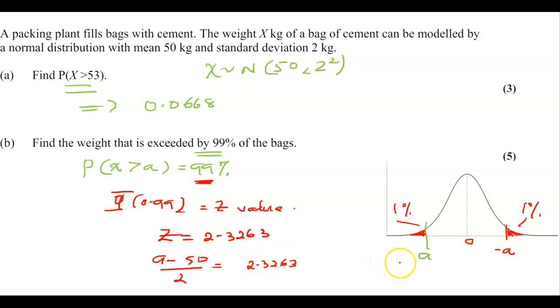But remember one thing. We say that this A over here is on the left hand side. That means the z value is supposed to be a negative value. So this is a negative value. And then you can make A the subject, and then your A is equal to 45.34. That means this is the weight exceeded by 99% of the bags. Hope this is helpful.